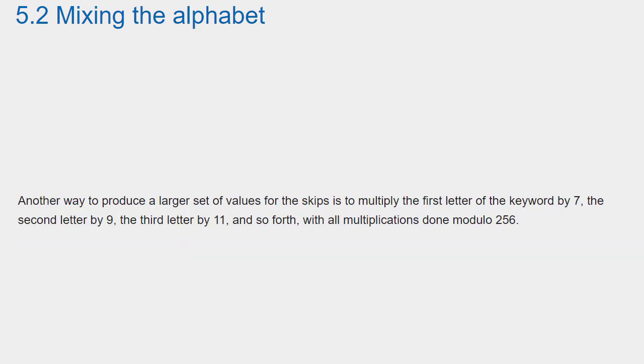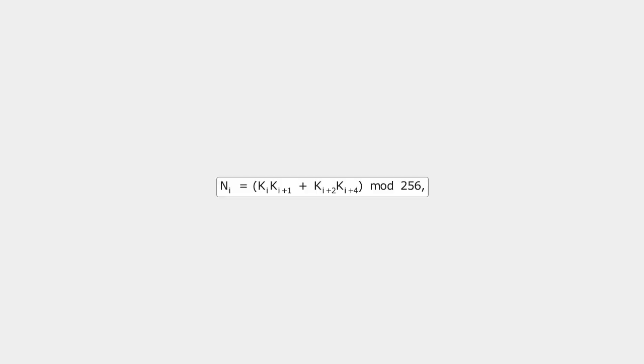Another way to produce a larger set of values for the skips is to multiply the first letter of the keyword by 7, the second letter by 9, the third letter by 11, and so forth, with all multiplications done modulo 256. Since the conversion of the keyword into the numeric key would be done with the computer, not the human operator, an arbitrarily complex calculation could be used. I recommend a quadratic function rather than a linear function to make it harder for opponents to deduce the keyword if they obtain the plain text of some messages.